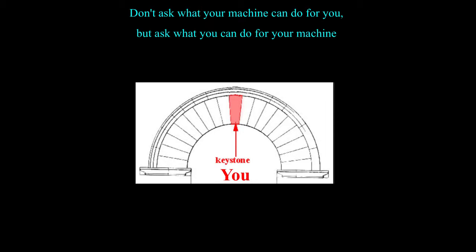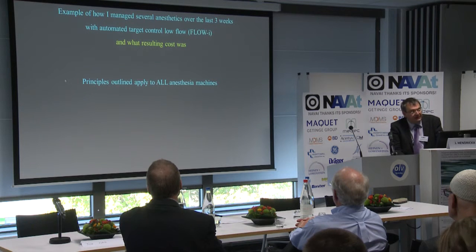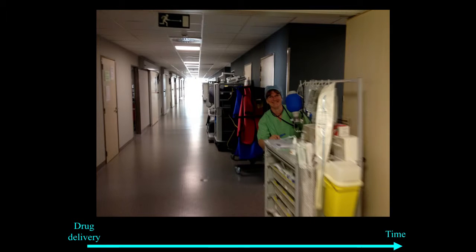So I'm going to give an example of how I have been managing several anesthetics over the last 3 weeks with automated target control low flow. And this was with the Flow Eye, and I will show you what the resulting cost was. I want to point out that the principles that I'm going to outline apply to all anesthesia machines. So let me take you to the operating room here, and this is the walk I take every day, all the way to the left, room 11.